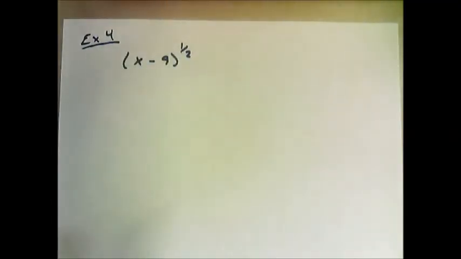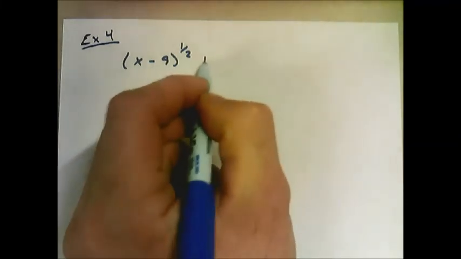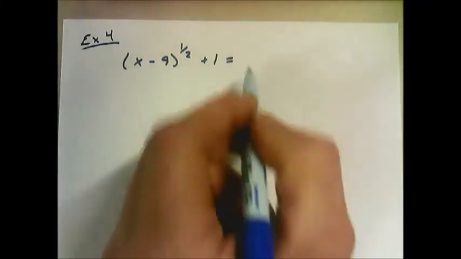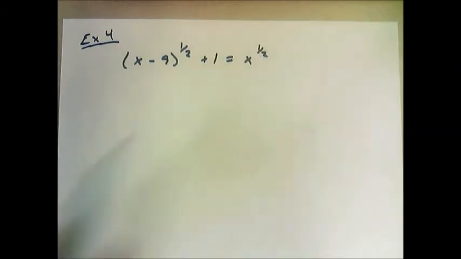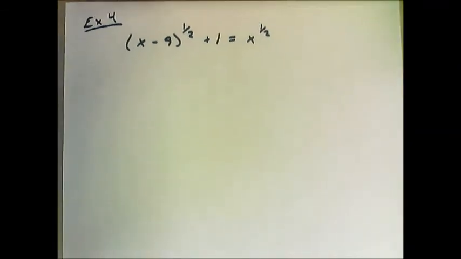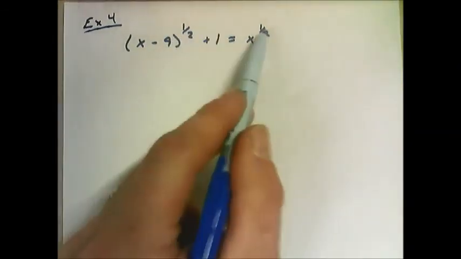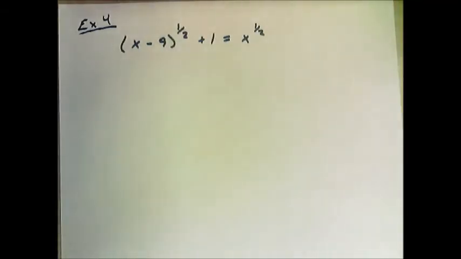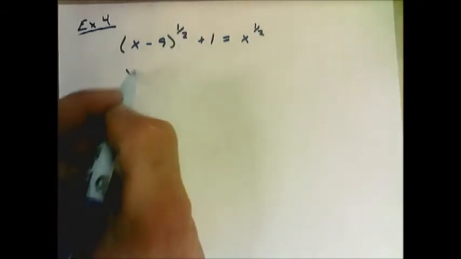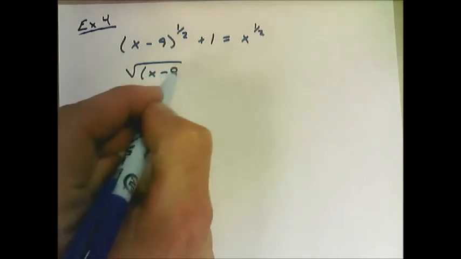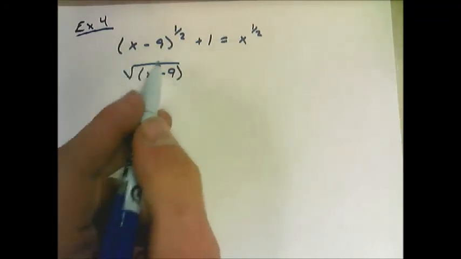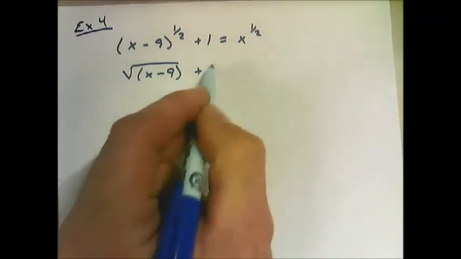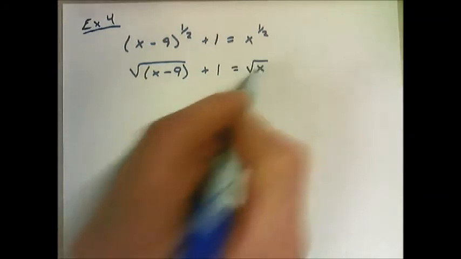And what we're going to do with example number 4, we're going to just simply set it up a little different. So we have the quantity of x minus 9 to the 1/2 plus 1 equal to x to the 1/2. So notice we have those 1/2 powers. But remember, the 1/2 power is simply a radical in disguise. So we have the square root of x minus 9 plus 1 equals the square root of x.